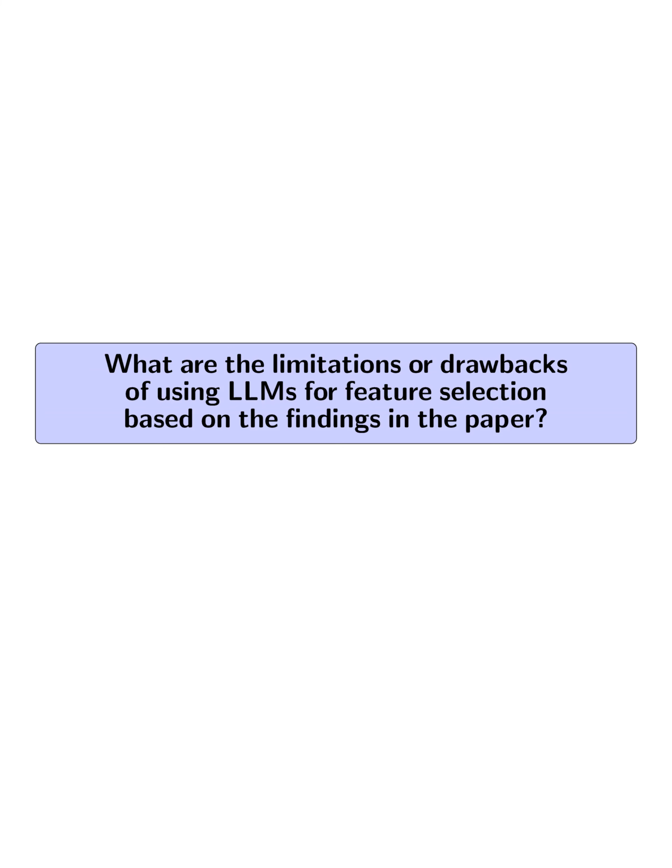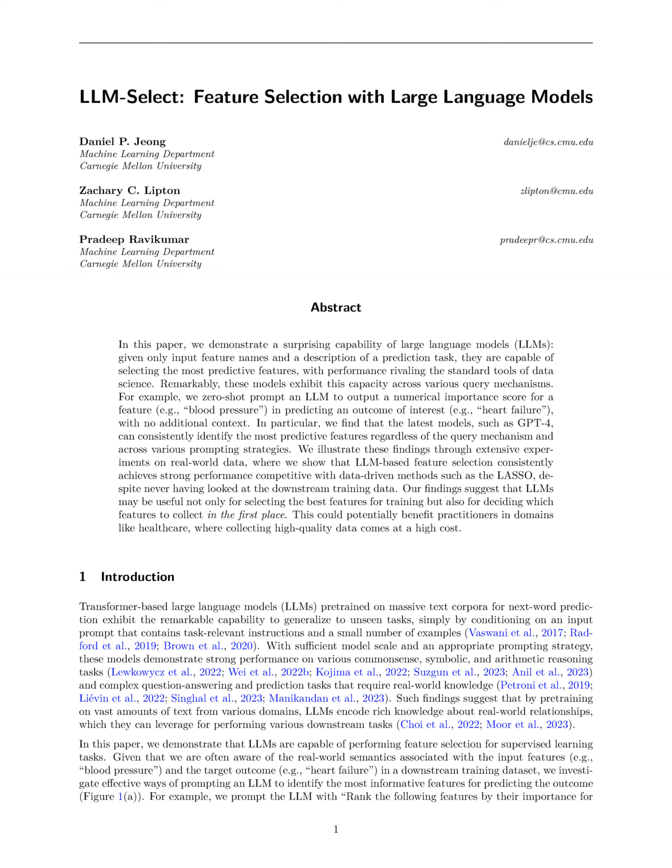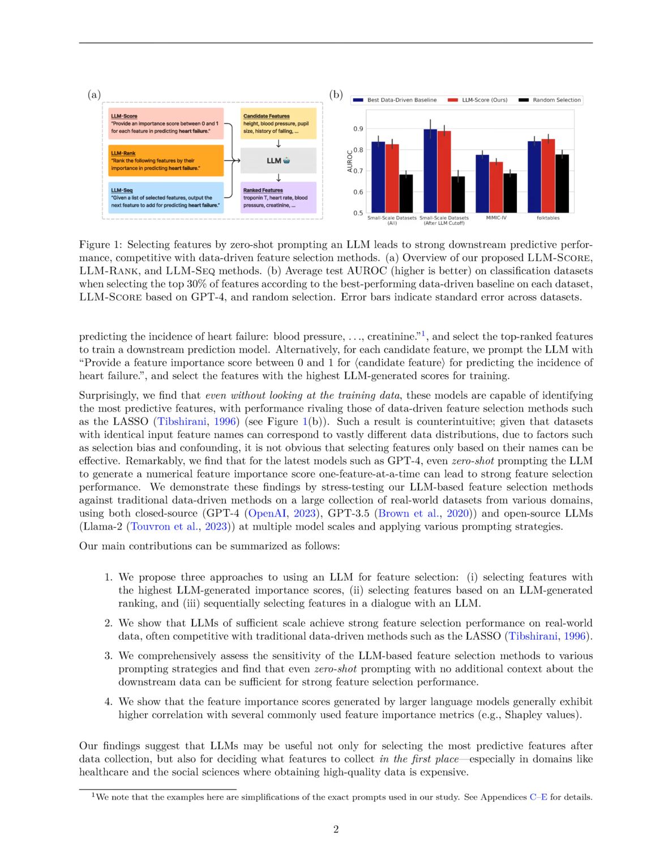What are the limitations or drawbacks of using LLMs for feature selection based on the findings in the paper? The limitations or drawbacks include: 1. Sensitivity to model scale. The effectiveness of LLM-based feature selection methods is shown to be variable across datasets as the model scale decreases. Smaller LLMs, such as Llama 2, exhibit less consistent performance compared to larger models like GPT-4, suggesting that a sufficiently large model may be required for reliable feature selection performance.